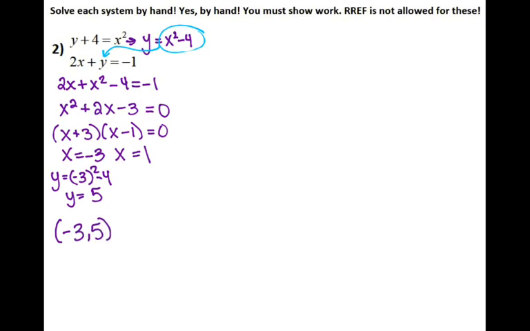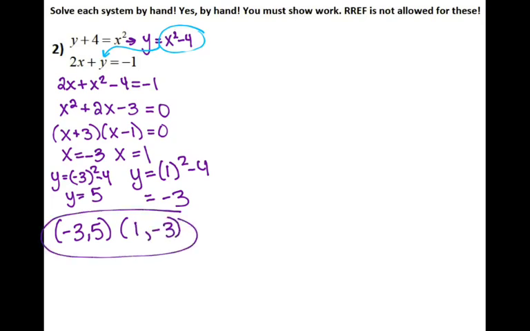And for my next one, I'm going to plug in 1 for x. So I have y equals 1 squared minus 4, which is negative 3. So 1, negative 3. So both of these ordered pairs are your solution for this problem.